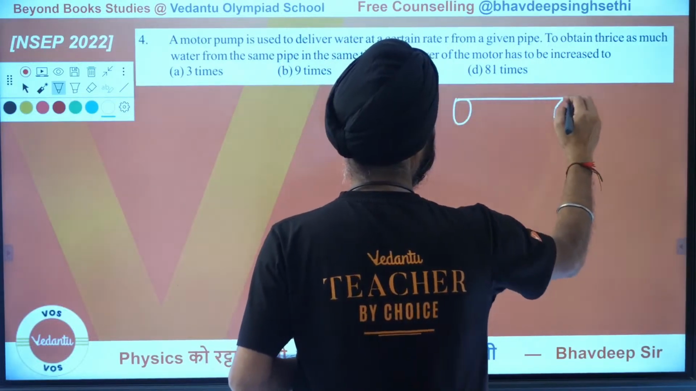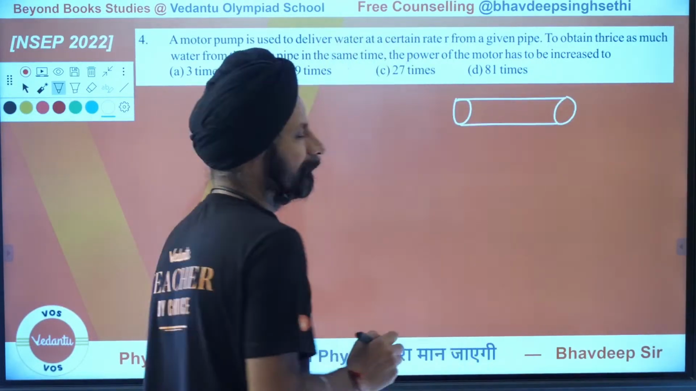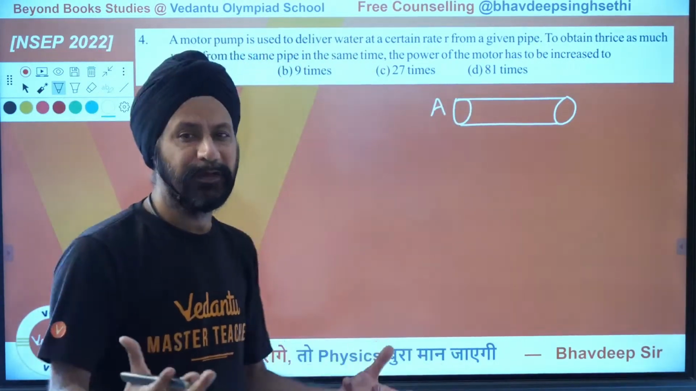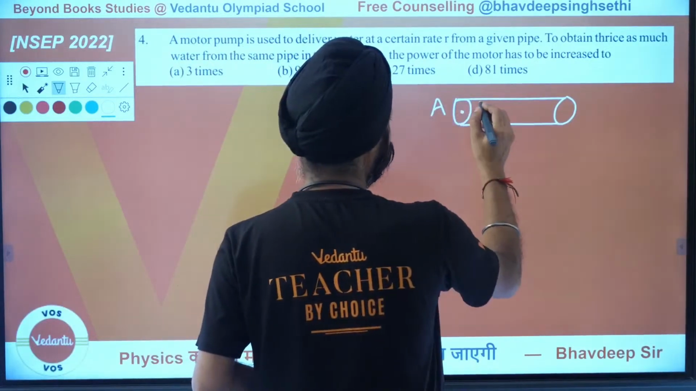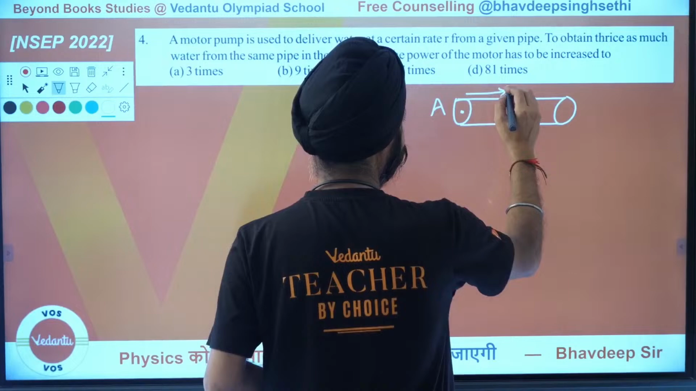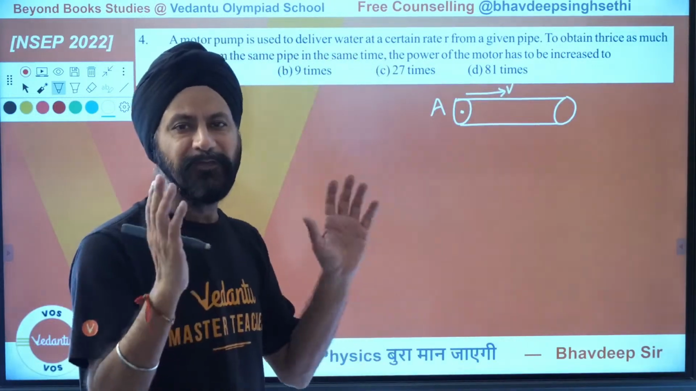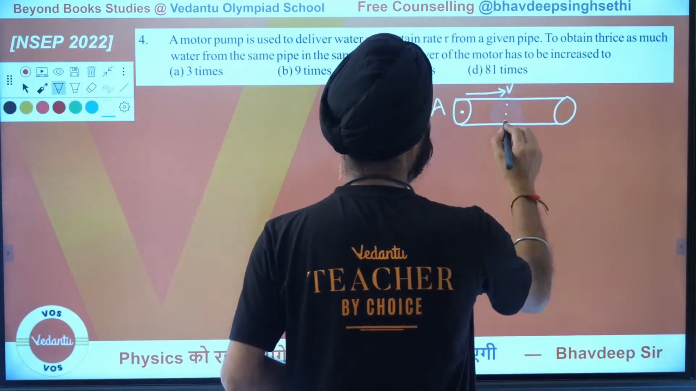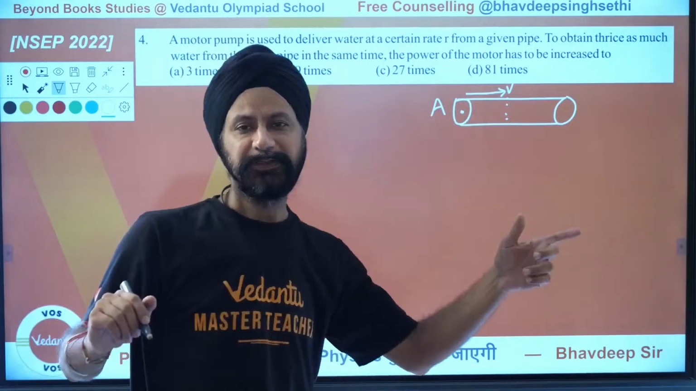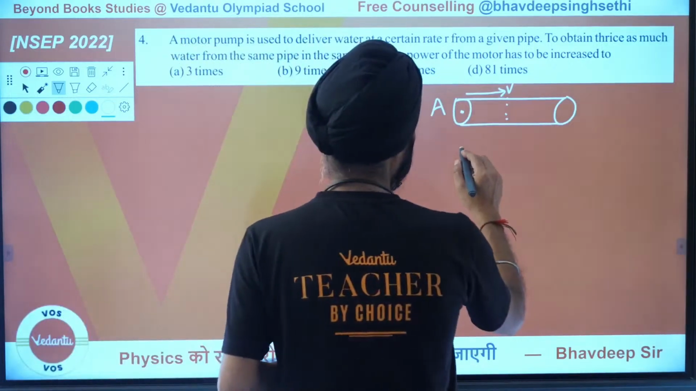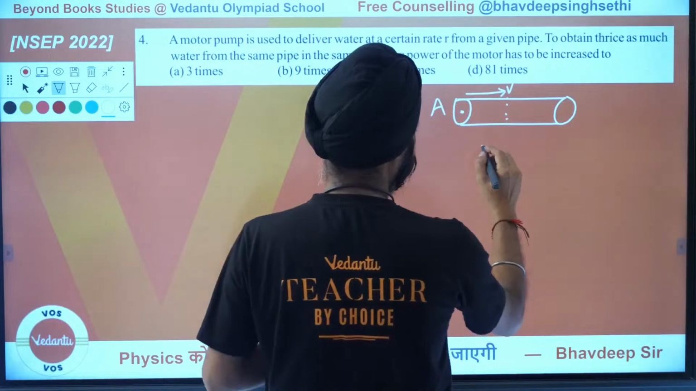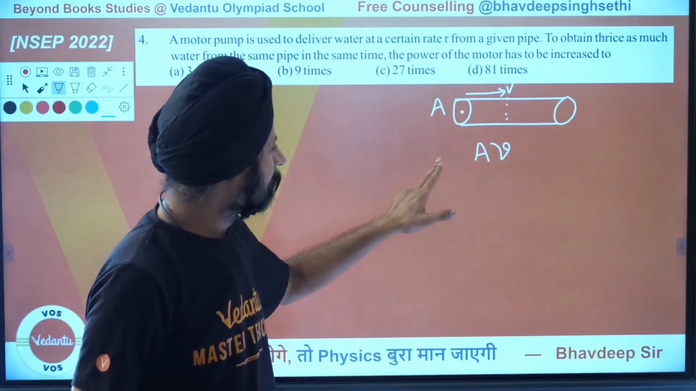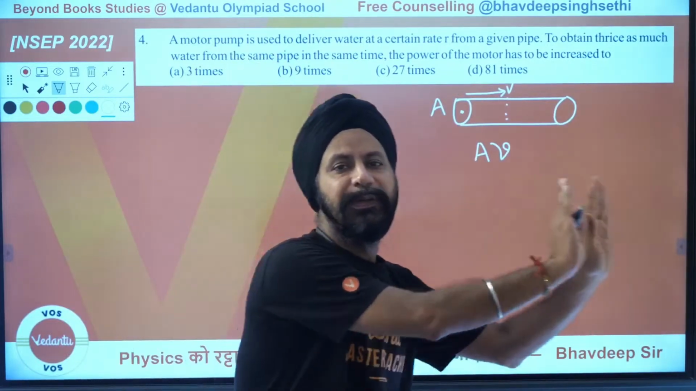Now, if the area is A and the velocity is V, whatever molecule was here would have traveled V distance. So in 1 unit of time, this much water would have been moved. How much water? V stands for velocity, not the volume here. So how much volume of water is moved? This much volume is moved, where this is velocity. Area times velocity is the amount of water that has been pumped.